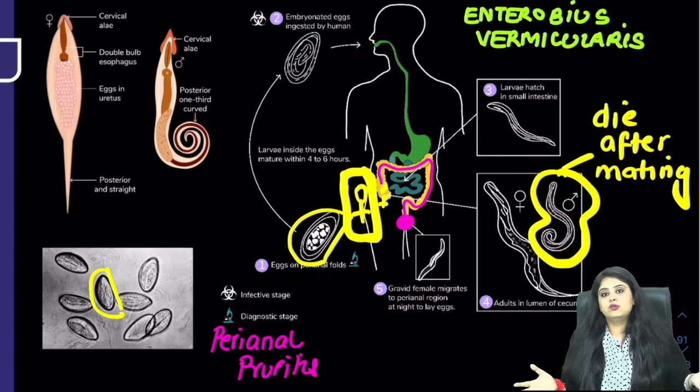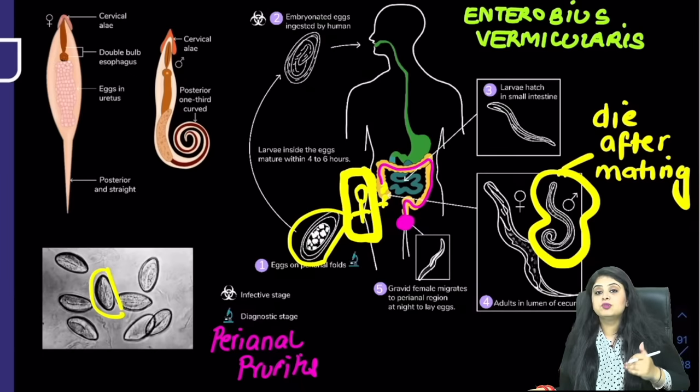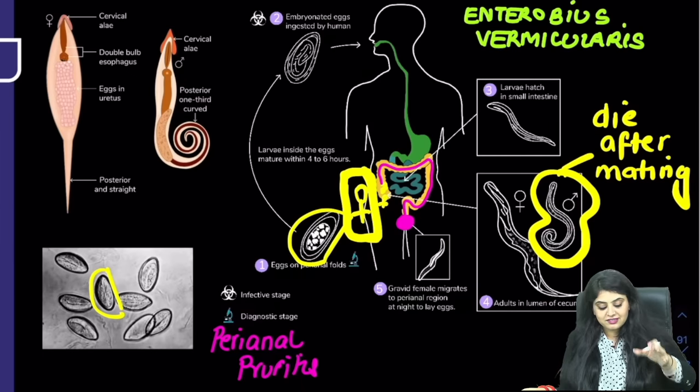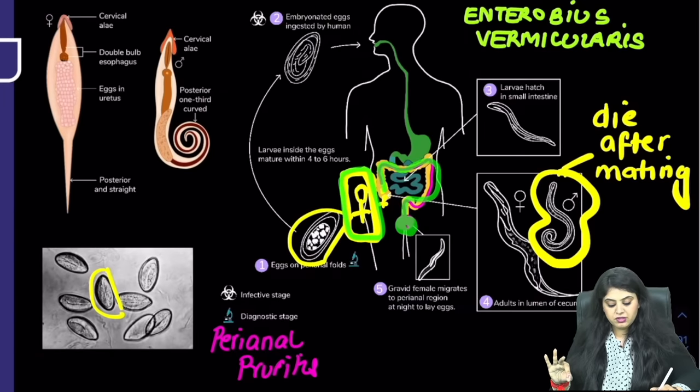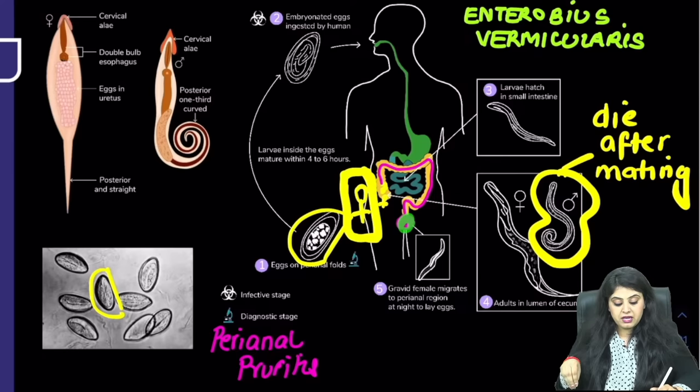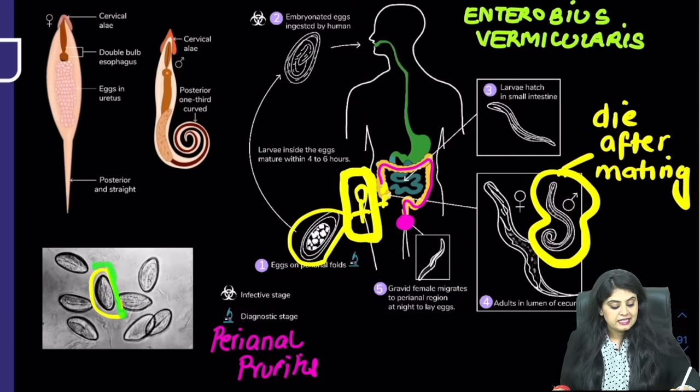That is the story of Enterobius vermicularis. Someone who was saying, I love Enterobius vermicularis, this is probably the reason that you love this cycle. She is not giving birth to the kids at the same place where the male, her husband, had died. She wants to go to the perianal region, give birth over there, and that is where you will pick up all these eggs. And what are the eggs? The eggs are the D-shaped eggs.